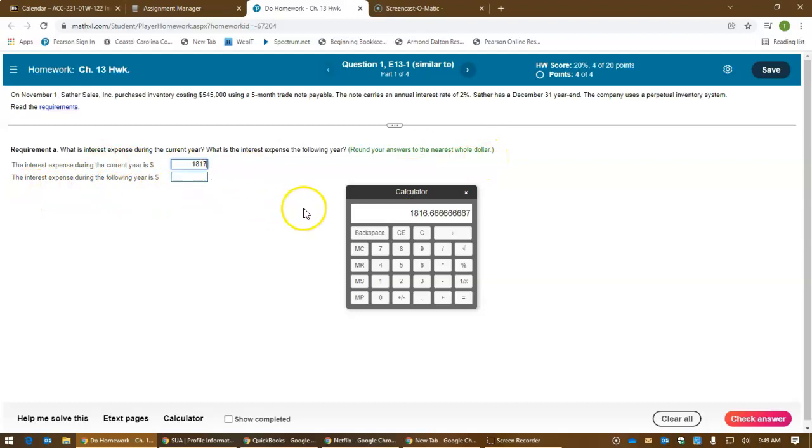The next question, how much interest expense should be recognized the following year? Well, it's a 5-month trade note payable, and in the current year we recognize 2 months. So the following year we're going to recognize 3 months. So 3 out of 12 times, convert that to a decimal for the rate, times the principal, 2725.